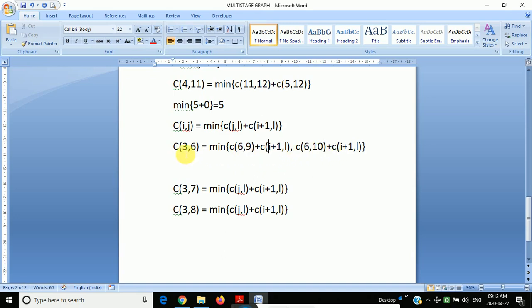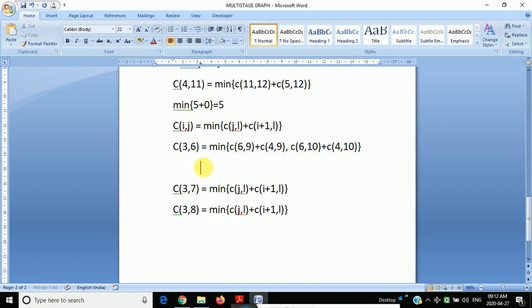Now I plus 1 means what, 3. 3 plus 1 is 4. I is 3, 3 plus 1 is 4. Out degree is 9 here. That is 9 from here. And same thing, 3 plus 1 is 4. Here it comes 10 because out degree is 10.